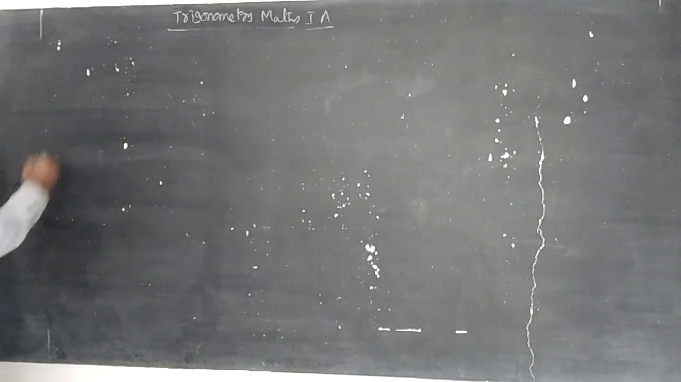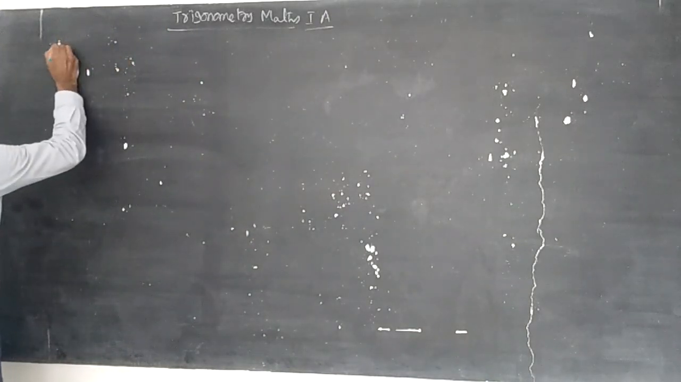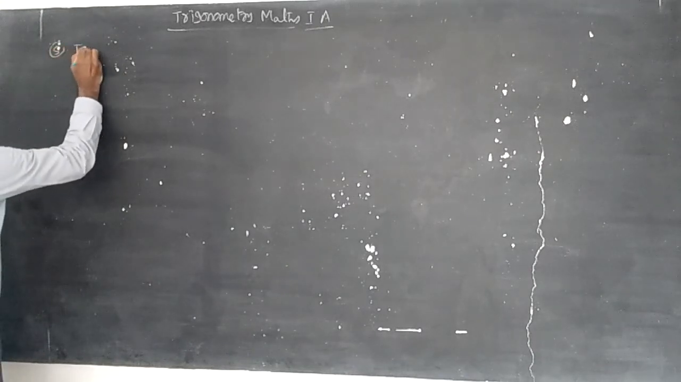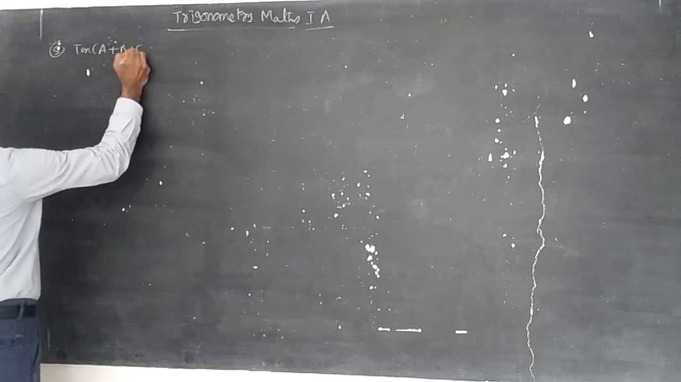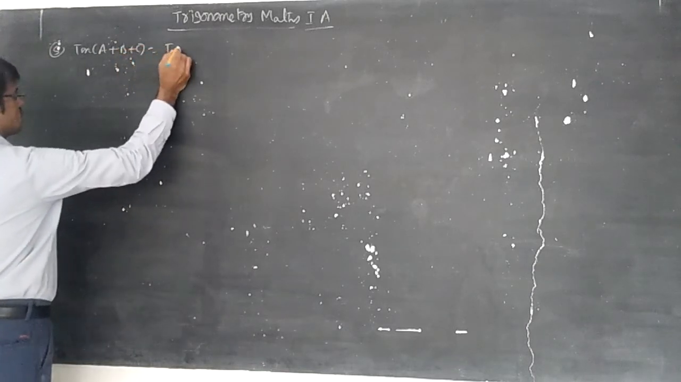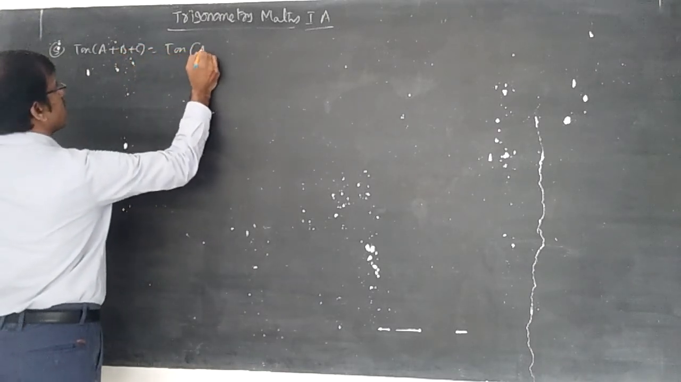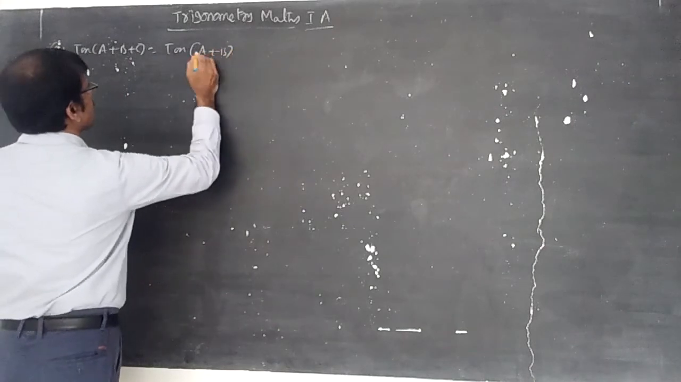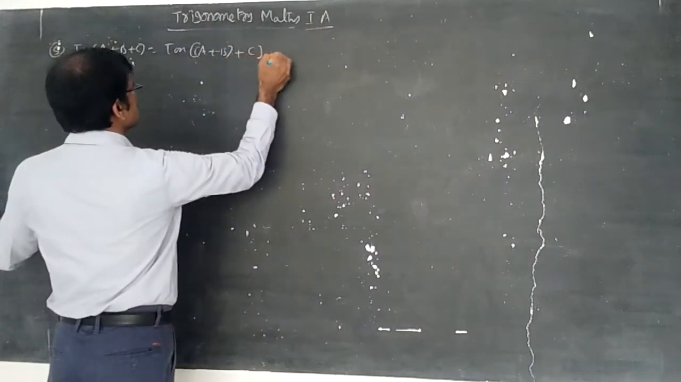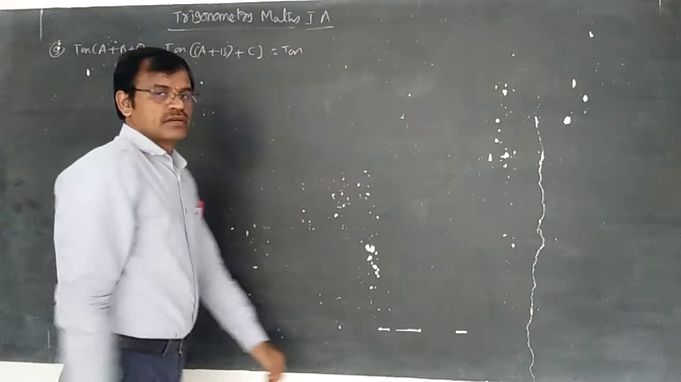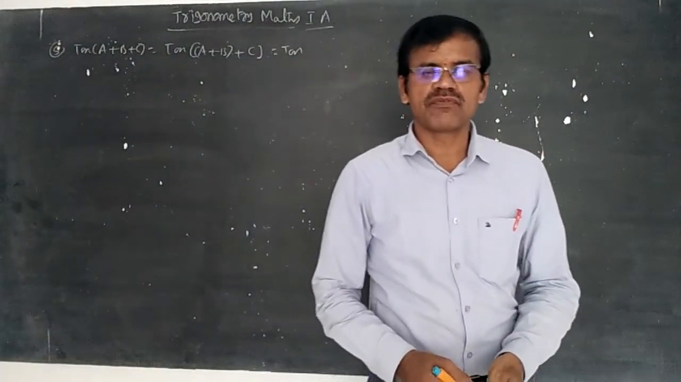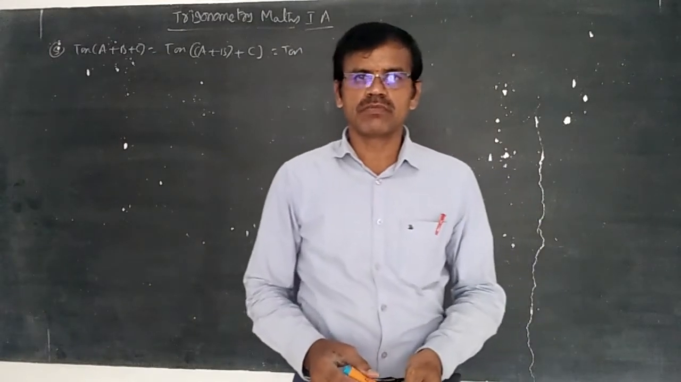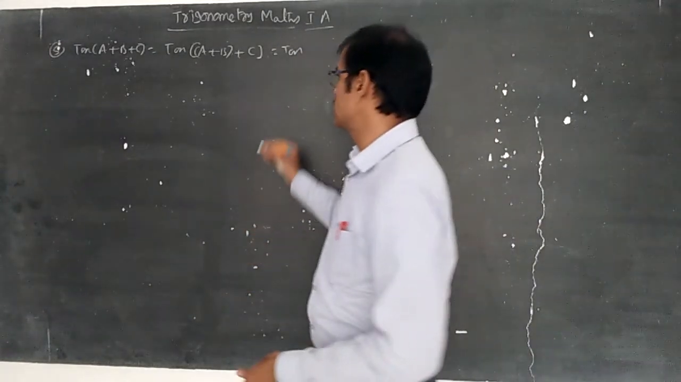Tan of a plus b plus c, this is the fifth part. Consider this as tan of a plus b plus c. Take the first one as a and the second one as b. The formula for tan of a plus b is tan a plus tan b by 1 minus tan a into tan b.